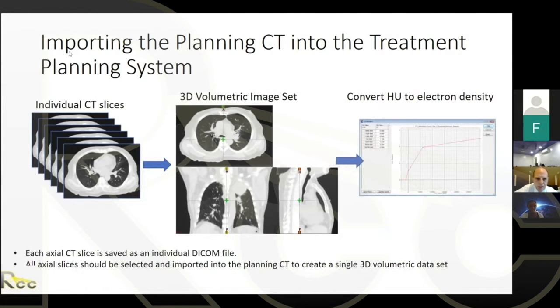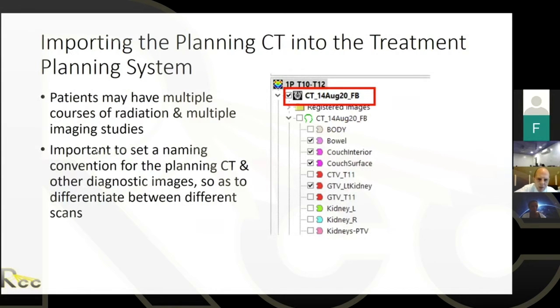So once you've imported that 3D volume set, all the multiple slices are converted into a volume set, it's good to name that CT in a way that is recognizable. On the top here, you can see for this patient, this CT has been renamed to have the date that it was taken, and then FB standing for free breathing. It's good to have some sort of information, and I think this is a good discussion in each clinic, what information should be included in that CT name, in case patients have multiple courses of radiation or multiple imaging studies, to tell apart what is each set. And so setting that naming convention can be important.